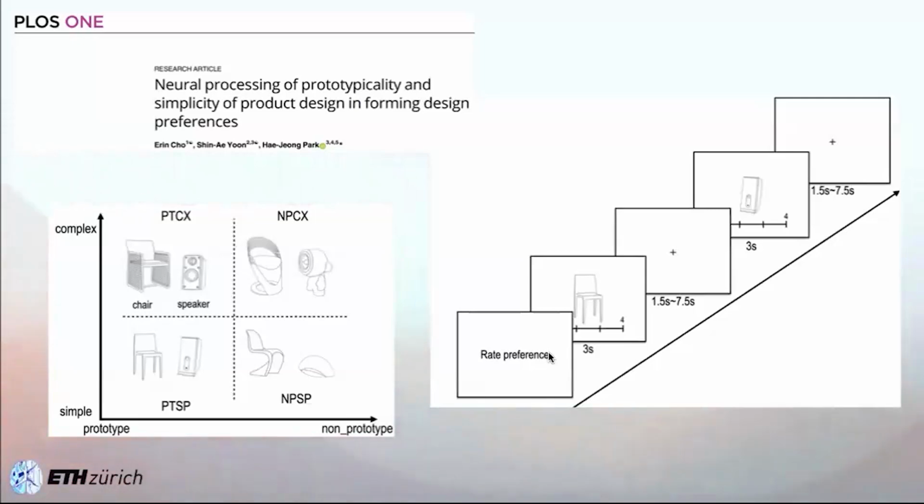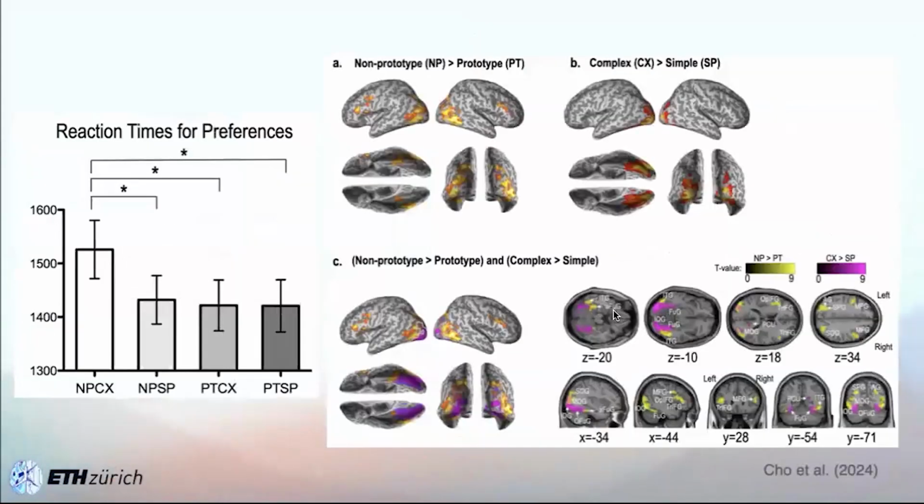This is just one more study that tried to look at this relationship with prototypicality. The P and the N stand for prototypical and non-prototypical, and these are complex labels. Then they looked at chairs and speakers, simple and complex. In this study they used fMRI, a different type of brain imaging, which allows us to get deeper into the brain to dig into what's going on here.